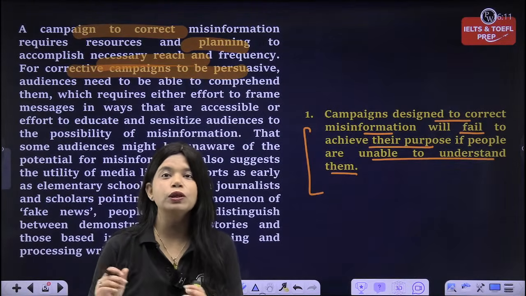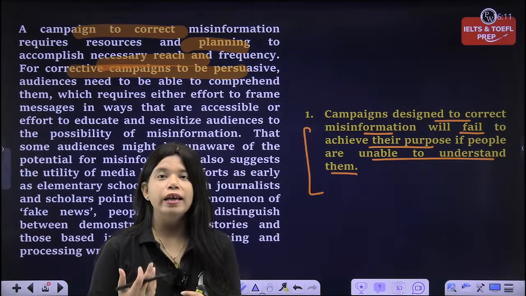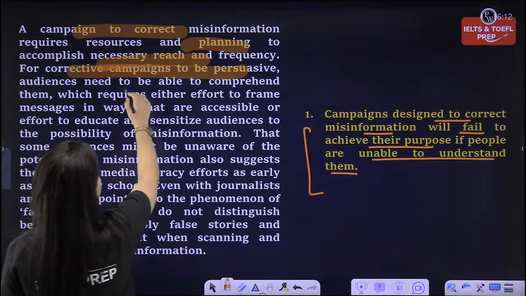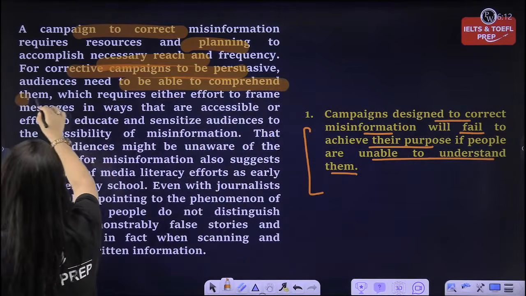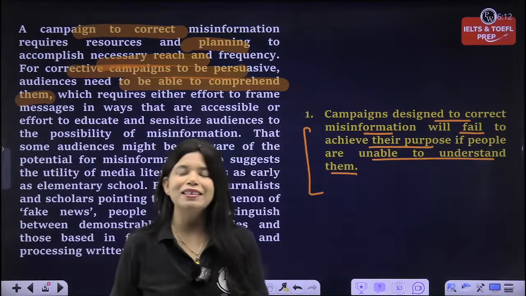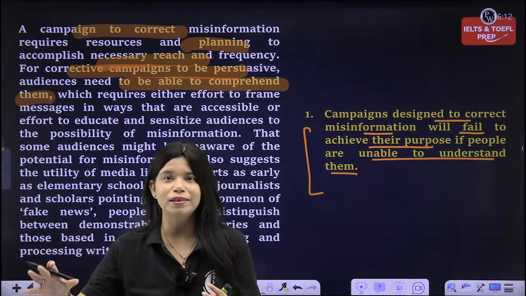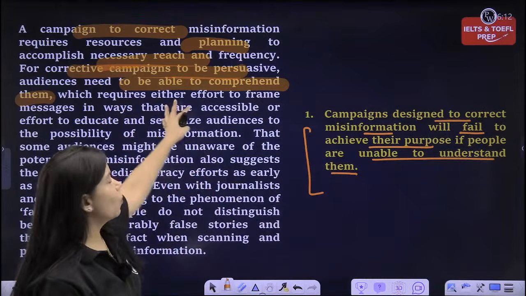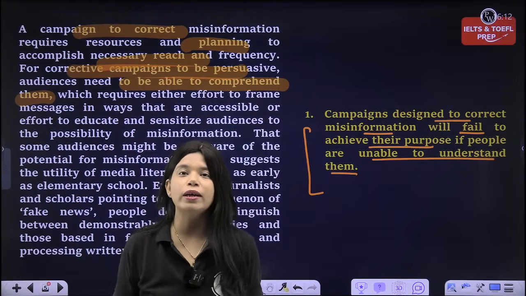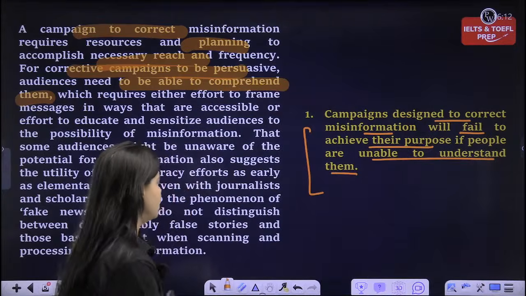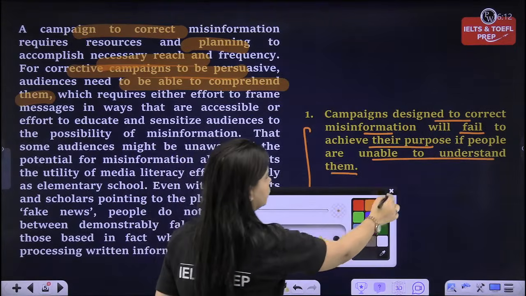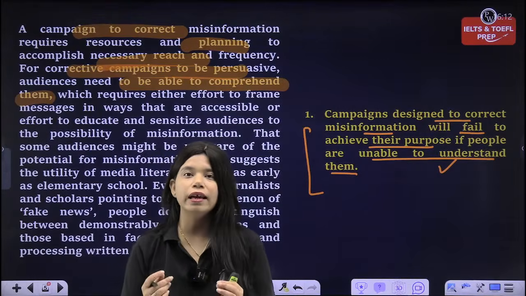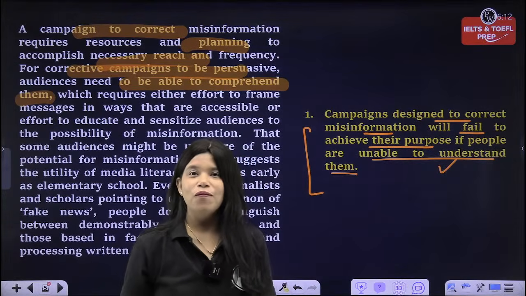Persuasive मतलब सामने वाले को विश्वास दिला देना. So if these campaigns have to be convincing, audiences need to be able to comprehend them. That means persuasive means if they can make others trust, if they can make others convinced, they can do so only if audiences are able to comprehend them. And comprehend means what? I just told you. Comprehend means understand only.